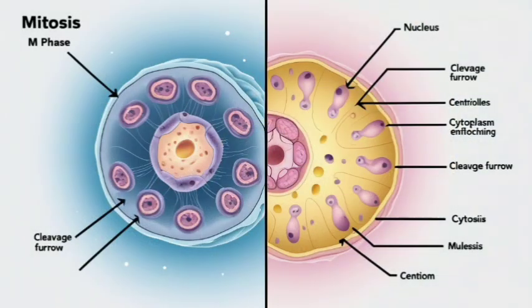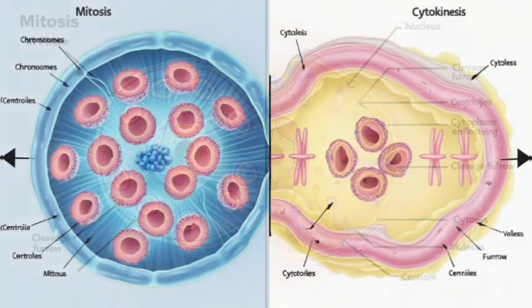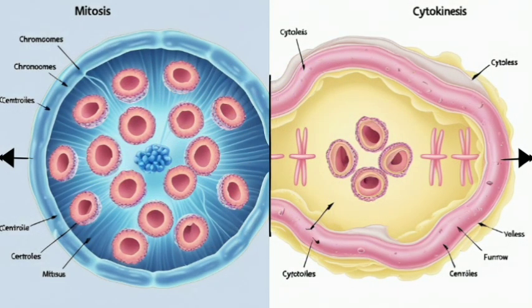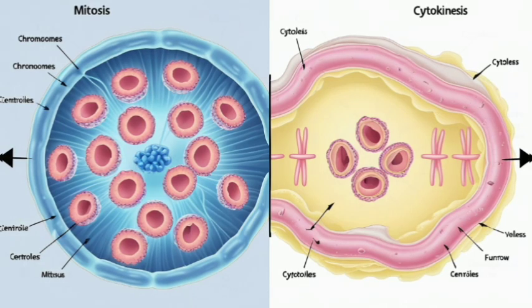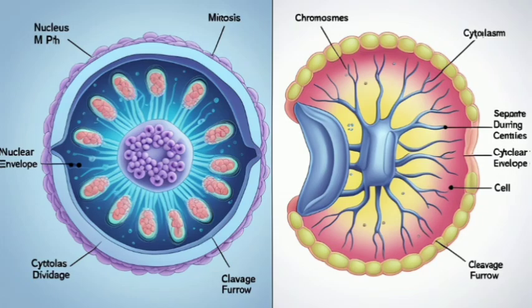Now comes the M phase, where the magic happens. This includes mitosis, the division of the cell's nucleus, and cytokinesis, the splitting of the cell's cytoplasm. Mitosis itself has 4 clear steps.